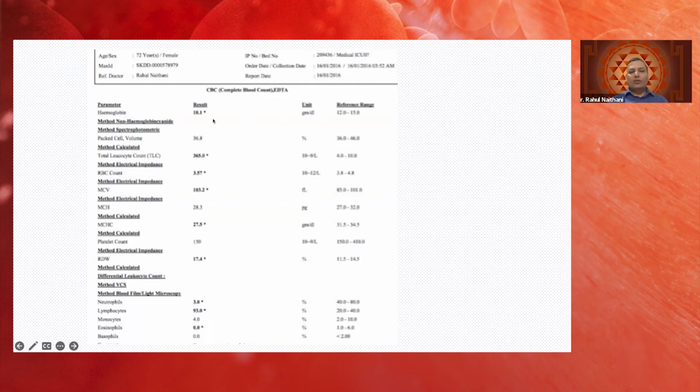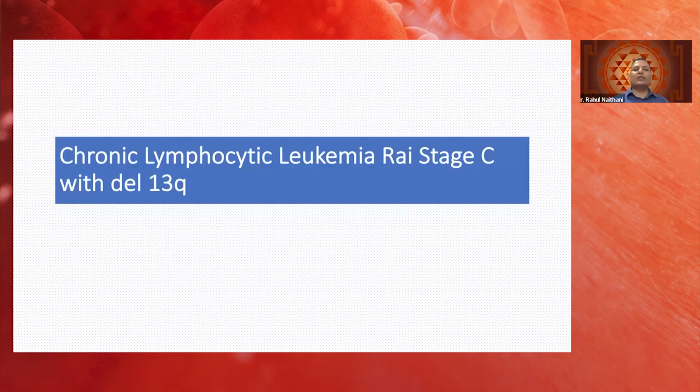So the hemoglobin for this 72-year-old gentleman is 10.1. TLC is 365. Neutrophils are 3%, but absolute neutrophil count is normal. So this is not neutropenic. However, they were 93% lymphocytes. So majority of the cells are lymphocytes and the peripheral smear showed smudge cells. And whenever PS is showing smudge cell, we are looking at a diagnosis of a chronic lymphocytic leukemia.